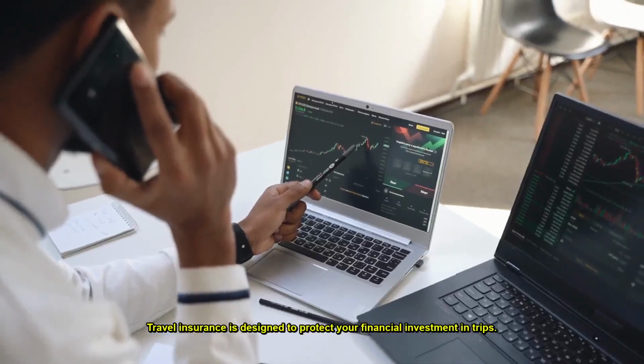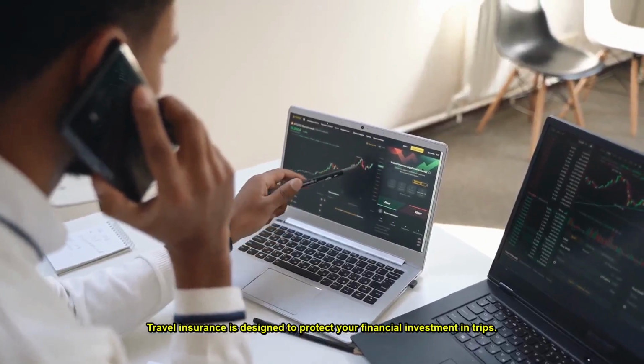Today we'll learn how to invest in travel insurance packages with TravelGuard, a beginner's guide, step by step clearly. Before diving into travel insurance, it's important to understand what it is. Travel insurance is designed to protect your financial investment in trips.